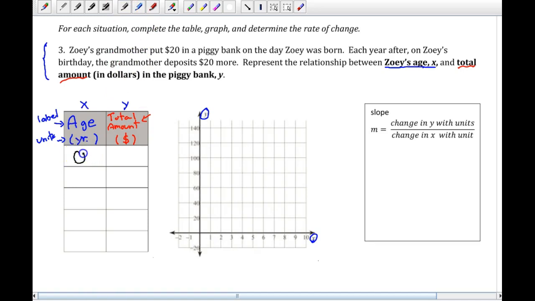Okay, so one thing that may or may not be obvious is that someone just said that the day Zoe was born, you have to figure out, well, that's age 0. It's not going to say at age 0, $20. It might say on the day it was born, put $20 in. You have to translate this.